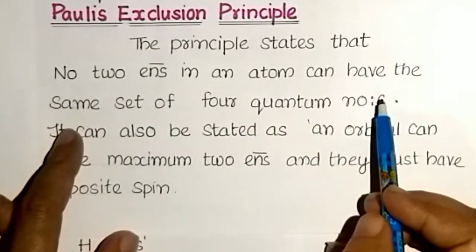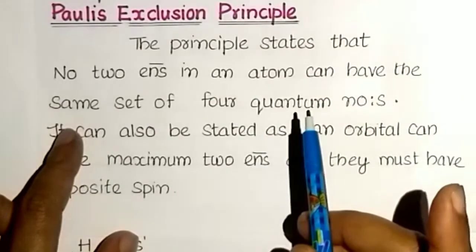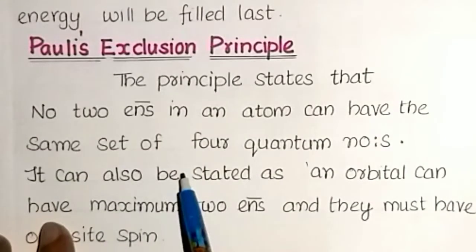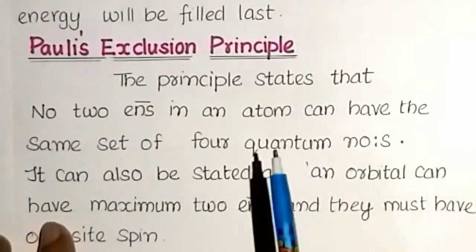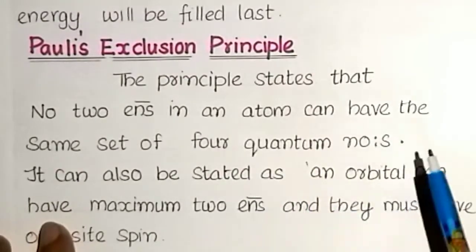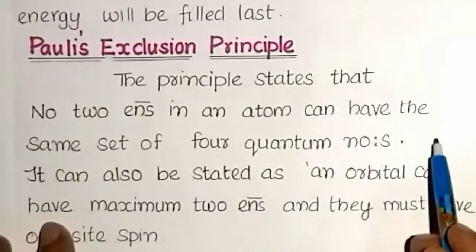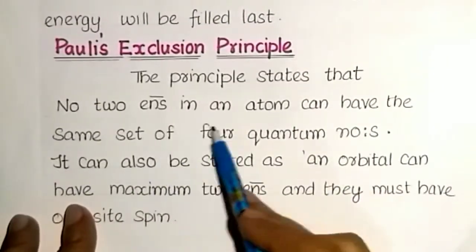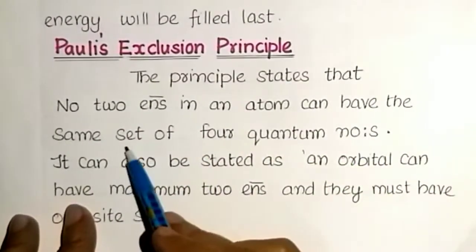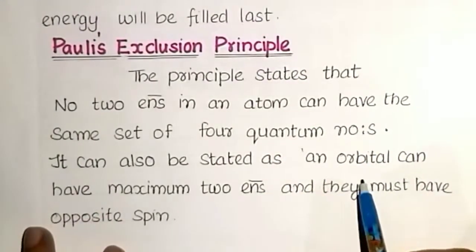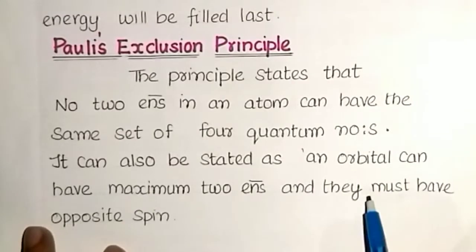That means if 2 electrons are present in an atomic orbital, then they must have opposite spin. Spin quantum number gives the spin of the electron. In an atomic orbital 2 electrons are there, then one is in clockwise spin and the other is in anti-clockwise spin. That means one has the value plus half and the other will have minus half. No two electrons in an atom can have the same set of 4 quantum numbers, so the spin quantum number will differ: one having plus half and the other having minus half.